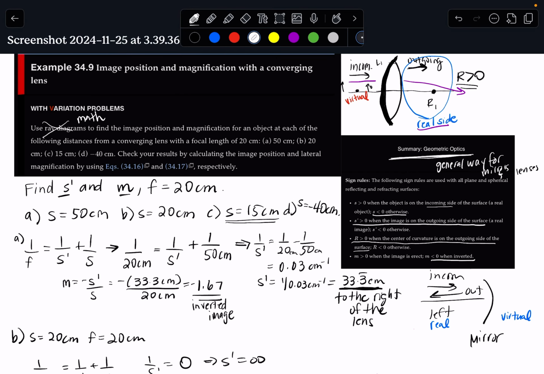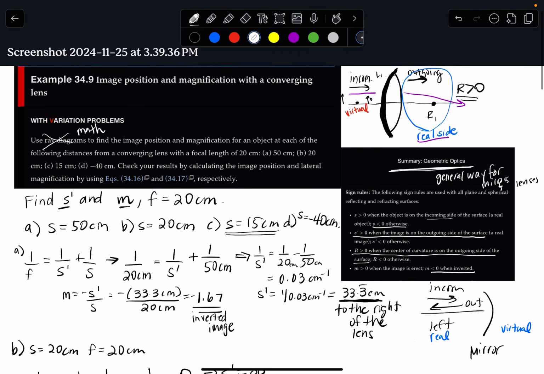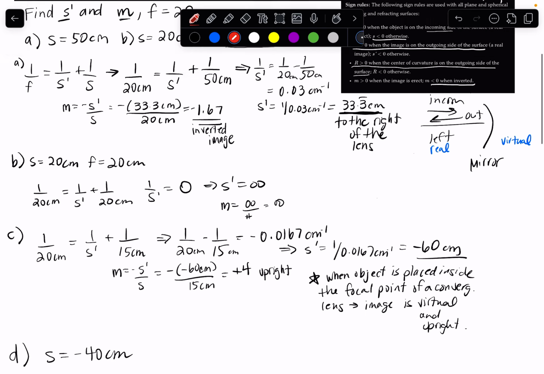So what negative s equals negative 40 means is that we're placing our object all the way over here, okay? And the question is, what kind of image are we going to get through the lens if we actually place our object on the outgoing side? So let's do the math to see that.